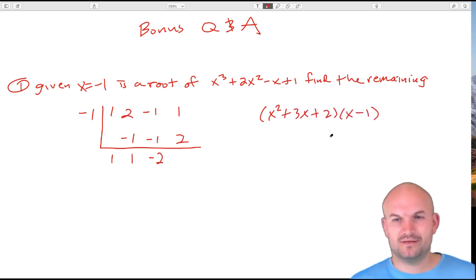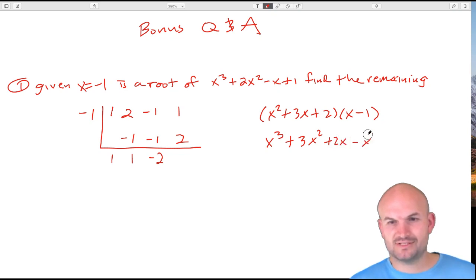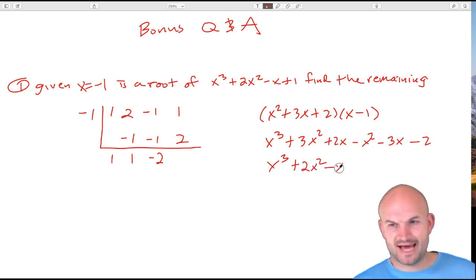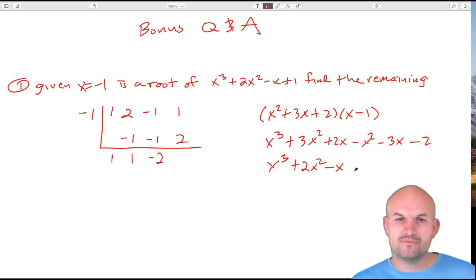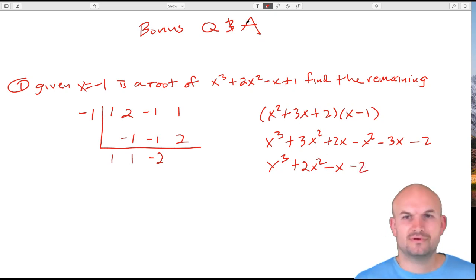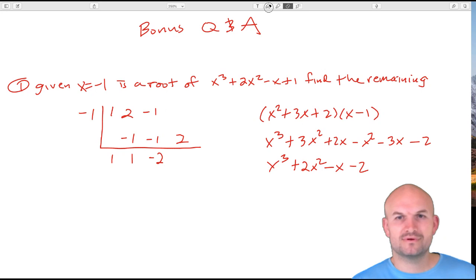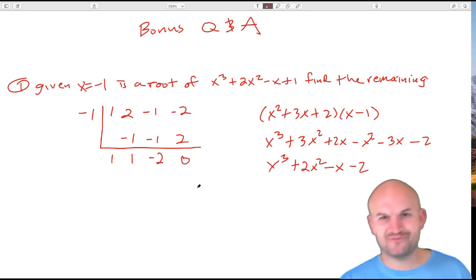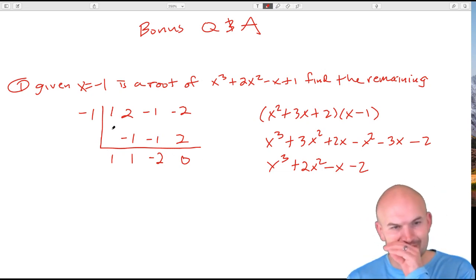Times x minus 1. That becomes an x cubed plus 3x squared plus 2x minus x squared minus 3x minus 2. That's an x cubed plus 2x squared minus x minus 2. I'm an idiot. Gotta go slow. There we go. Remainder of 0. Perfect. Okay. So anyways, do the division.